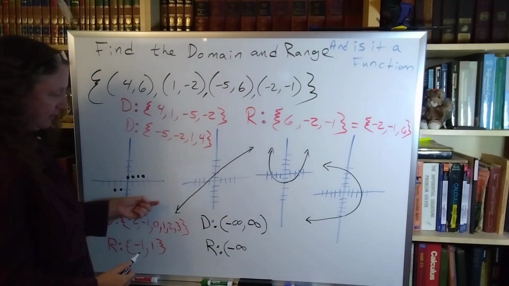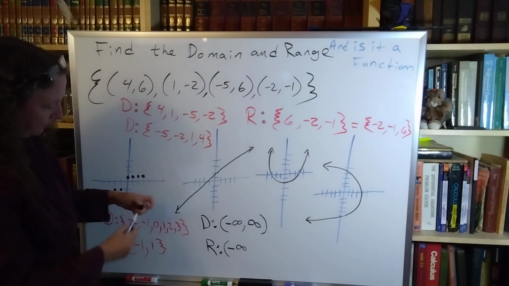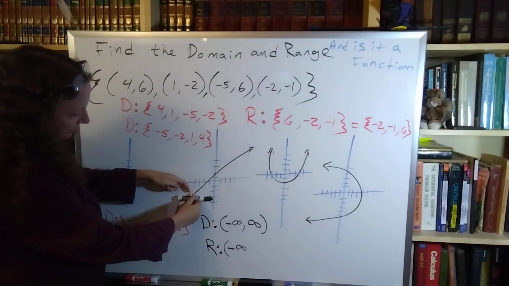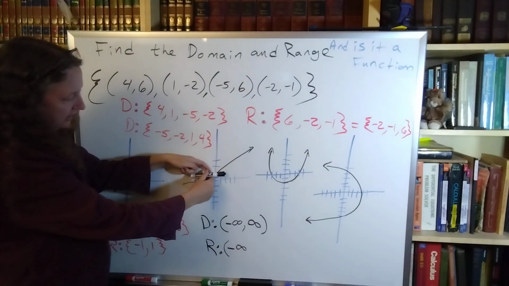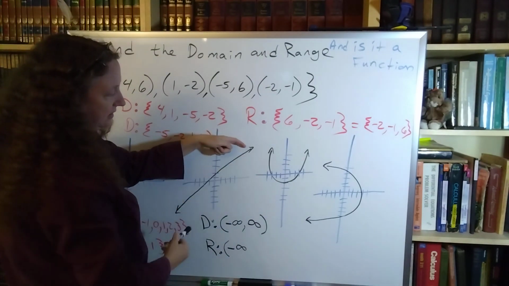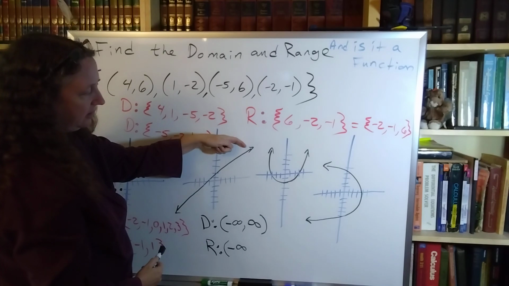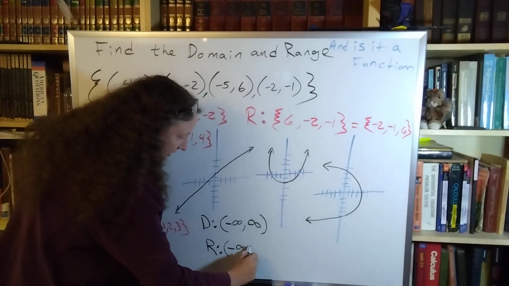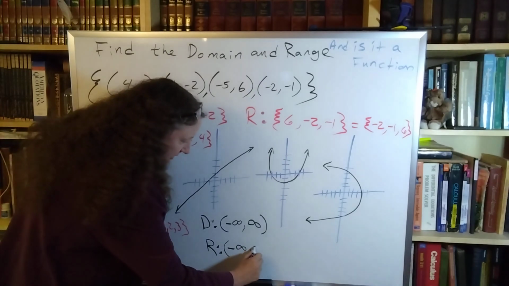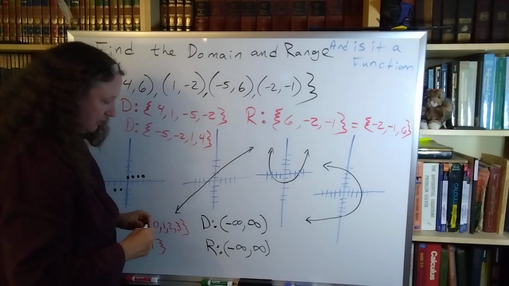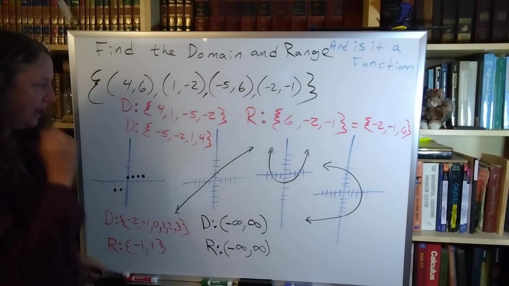Infinity, whether positive or negative, always gets the parentheses. I'm continuing up. So I see it there, keep going. There's no break in it. It's a continuous line. Last time I see it, it has an arrow on it telling me parentheses or positive infinity. So there's my domain and range for that one.